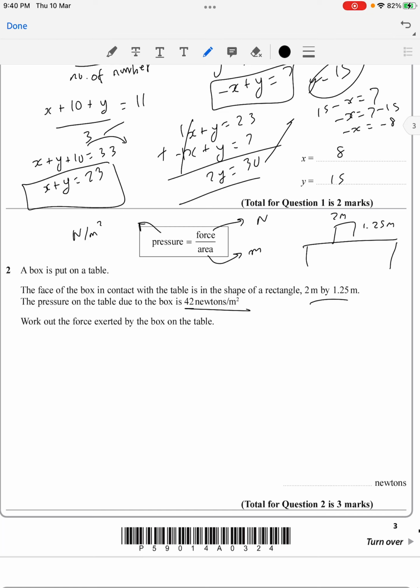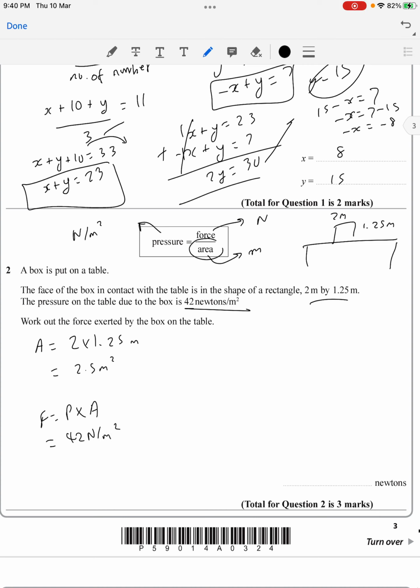So in order to find the area, we just do 2 times 1.25 meters. That should give you about 2.5 meters squared. Now based on finding the area, we can find out the force exerted by rearranging the equation, force is pressure multiplied by area, sorry. So the pressure here is 42 newtons.